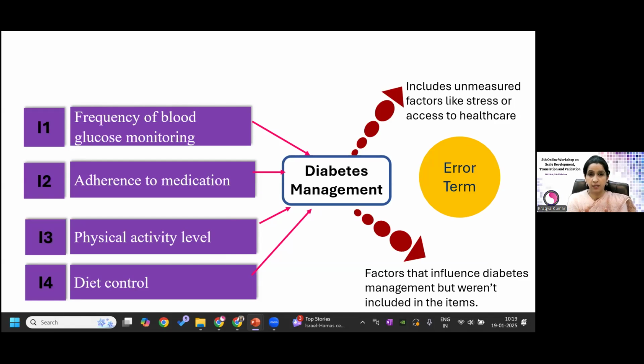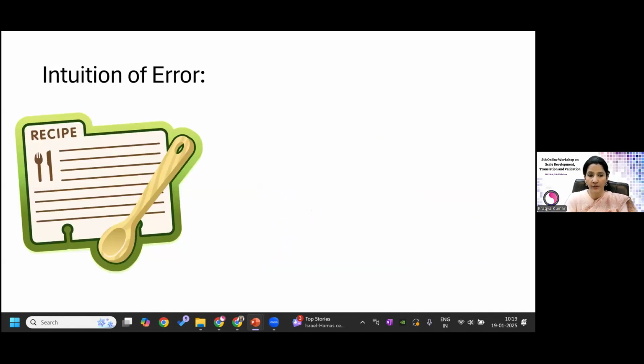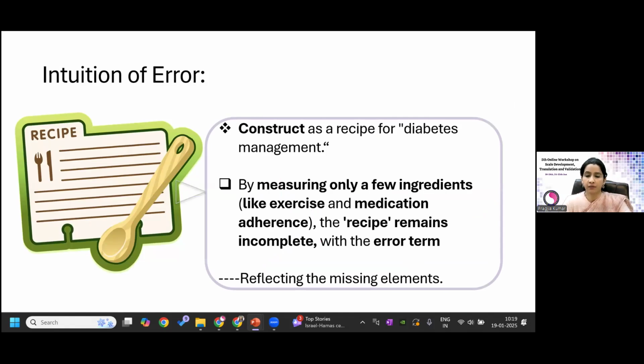So that's why we always say that some unexplained error is there, which says that we are not measuring the true value of diabetes management. That's why, in case of a formative scale, by only measuring a few ingredients, like exercise and medication, your formative construct is not complete, meaning there will be some error.